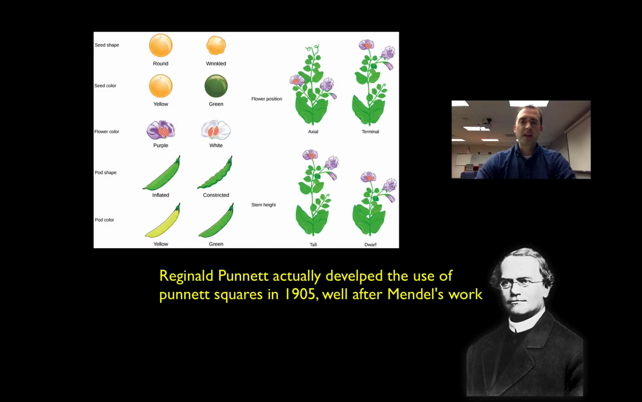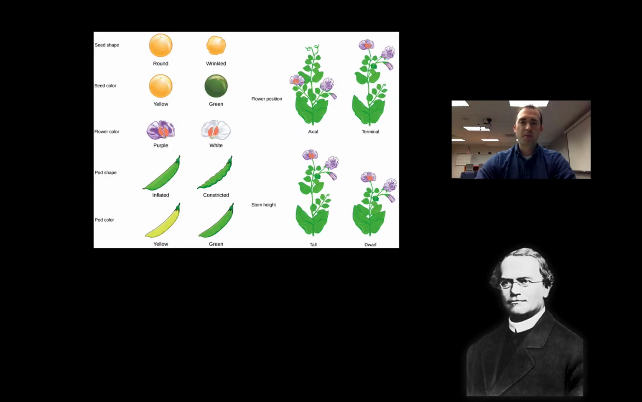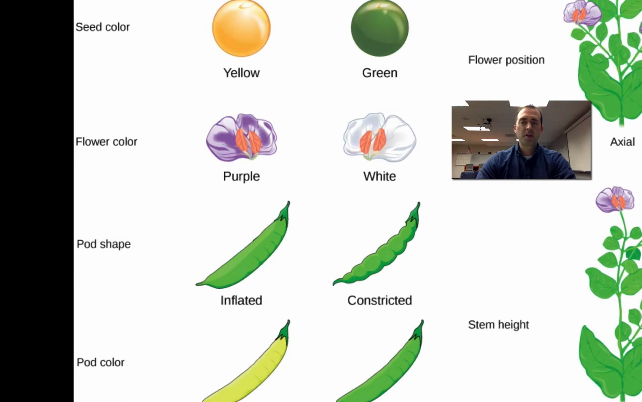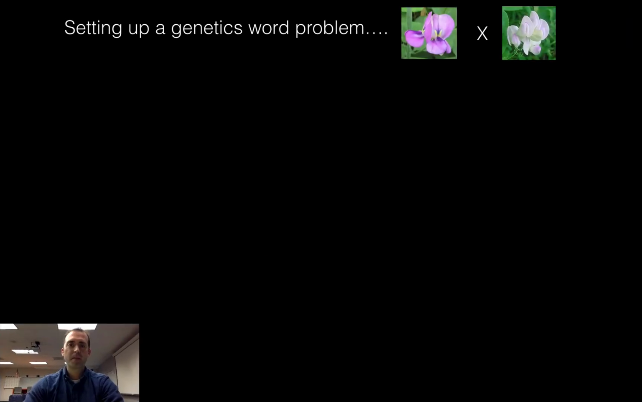Now, he dealt with a lot of different plant traits. So in this example problem, we're going to be dealing with one of the traits Mendel followed, which was flower color. So make sure before doing these problems you have the handout I gave you in class to follow along with. So setting up a genetic square problem, we're going to deal with purple flowers crossed with white flowers.